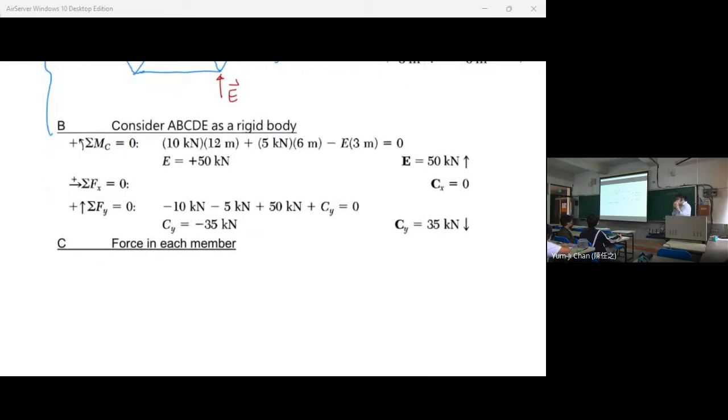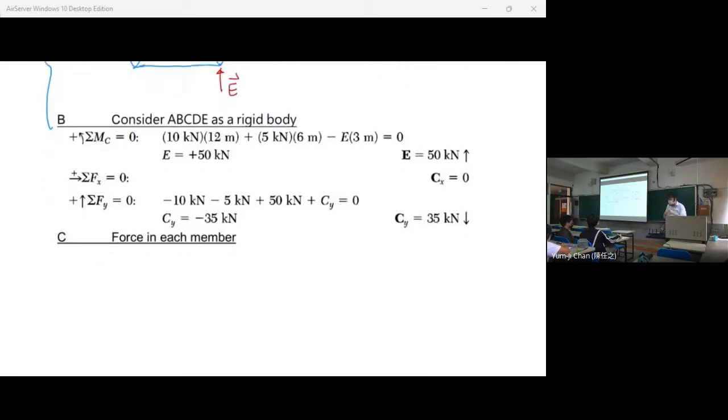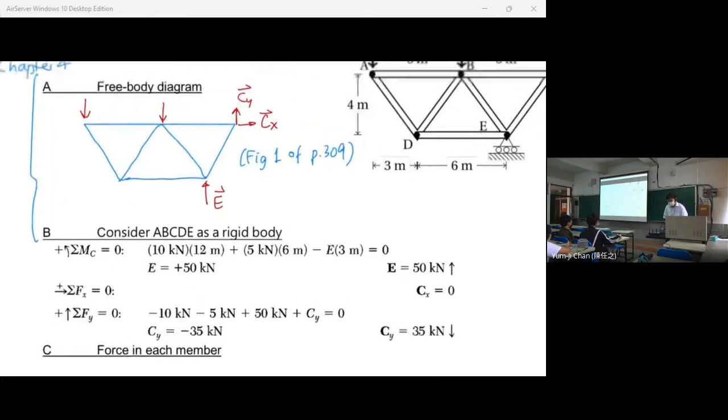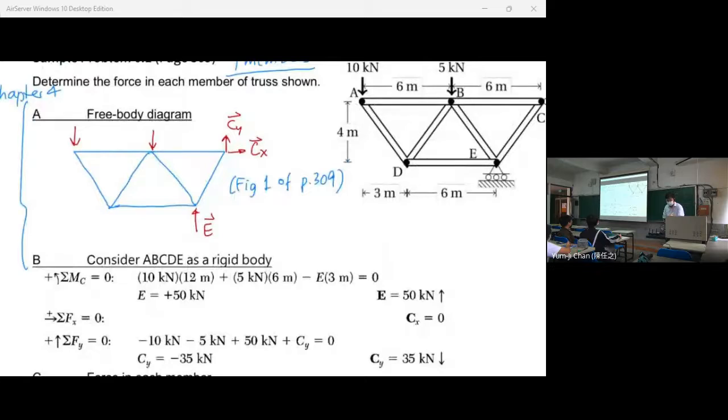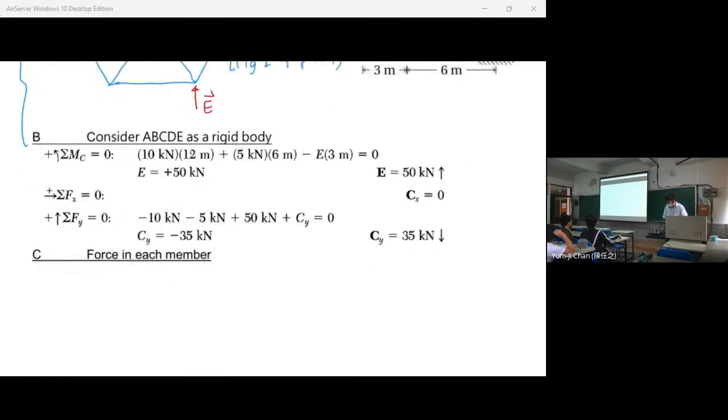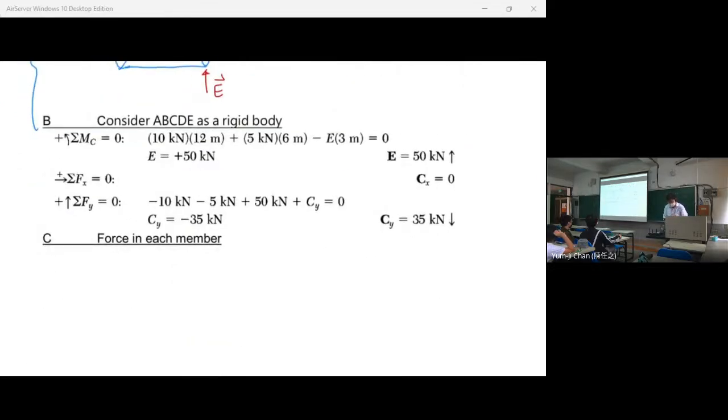And the next one is the force in each member. For each member, we take one joint at a time. Here we have A, B, C, D, and E. For example, if we take out AB and we take out AD, we leave joint A. So we draw the free body diagram of joint A.